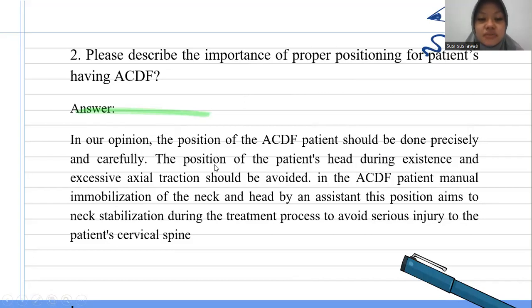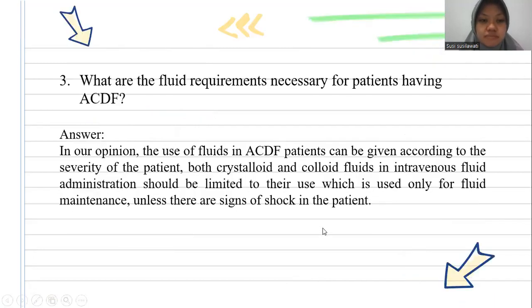The position of the patient's head during extension and axial traction should be avoided in the ACDF. If the patient may not, immobilization of the neck is helped by an assistant. This position aims at neck stabilization during the treatment process to avoid stressful injury to the patient's cervical spine.